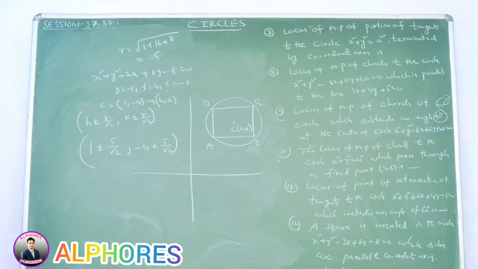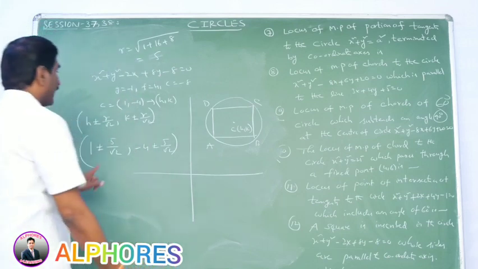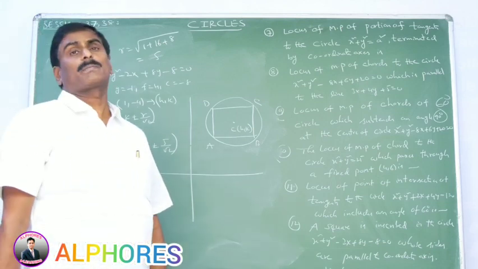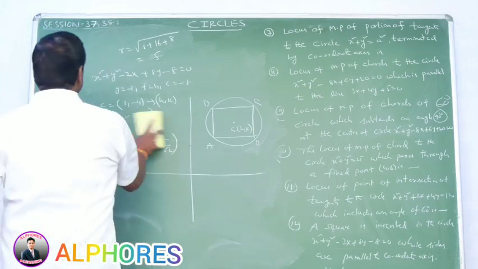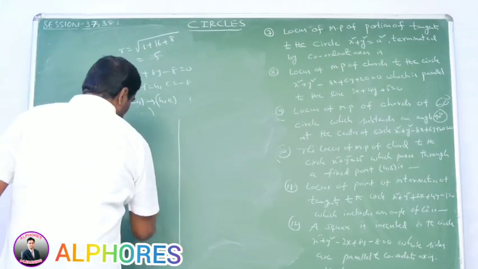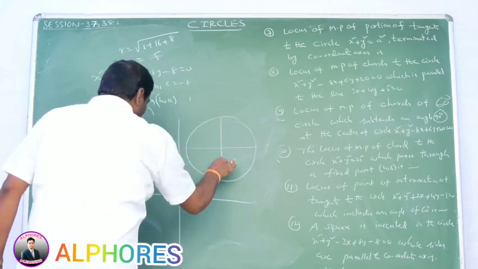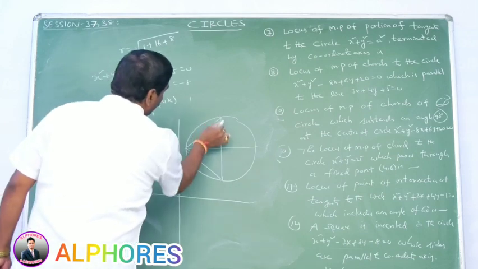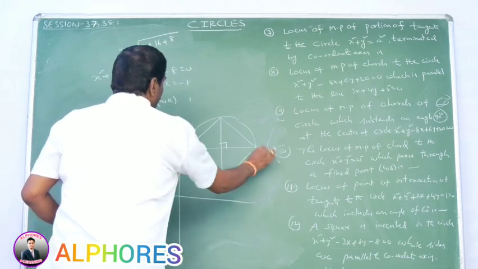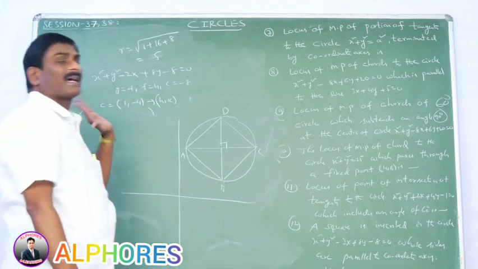Suppose in this case the diagonals are parallel to the coordinate axes. What are the vertices? Same problem. Sides parallel to the coordinate axes gave vertices (h ± r/√2, k ± r/√2). If the diagonals are parallel to the coordinate axes in the same problem, how do we find the vertices of the square? In this case the square is of this type: ABCD, with diagonal AC parallel to the x-axis and diagonal BD parallel to the y-axis.